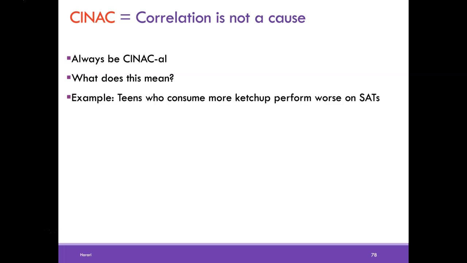For example, teens who consume more ketchup perform worse on their SATs. That's actually true. That was done by a study. How can that be true? How can that actually make sense? Again, we can have an interesting conversation in class, but pause here and try to think how this can actually be possible.